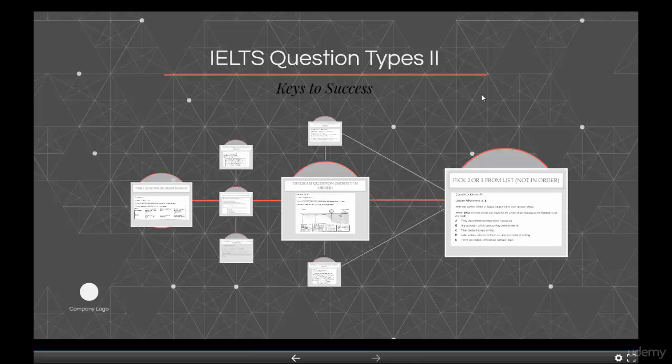All right. So those are all of our IELTS reading question types. And now we're going to move on and go into our specific strategy for doing the different types of questions.